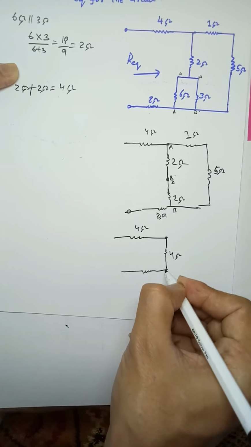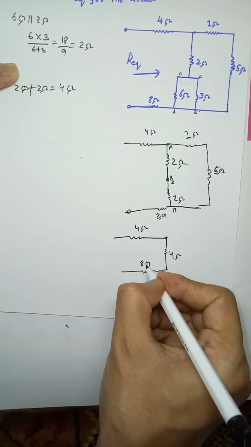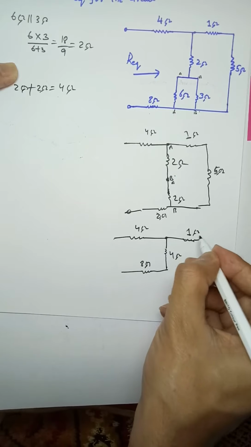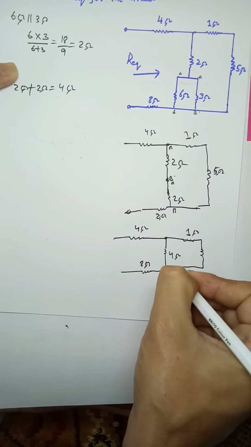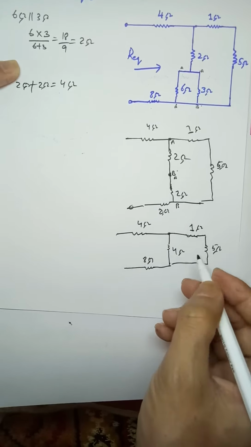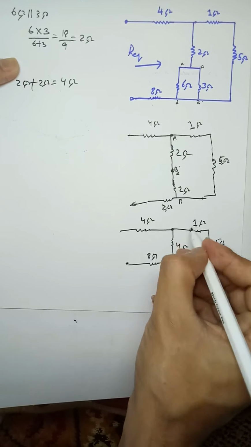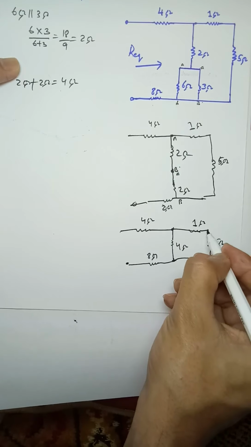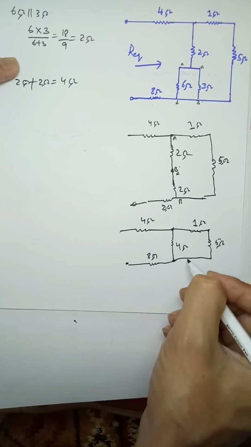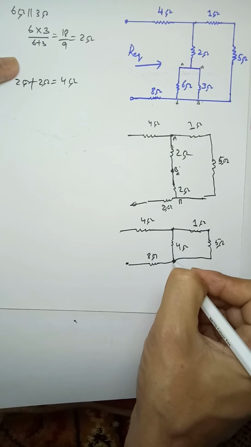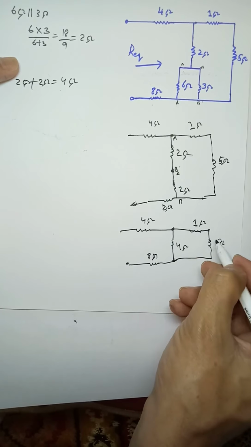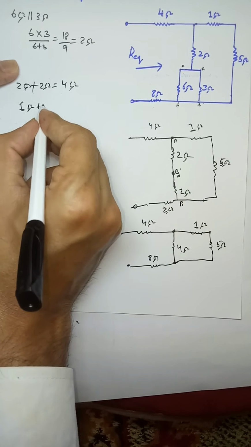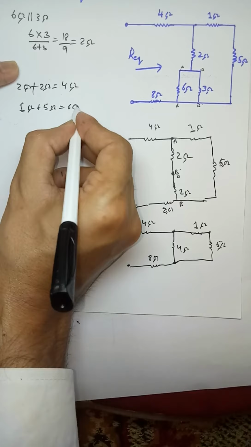we have 8 ohm, 1 ohm and 5 ohm. As we know, 1 ohm and 5 ohms are connected in series because only one end for both resistors are connected, and the other end is connected with some other resistor, that is 4 ohm. So 1 ohm plus 5 ohm will become 6 ohm.